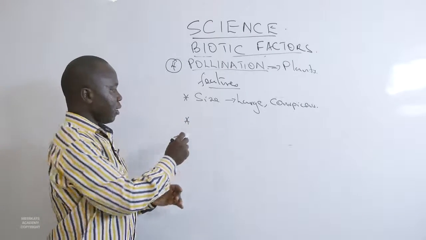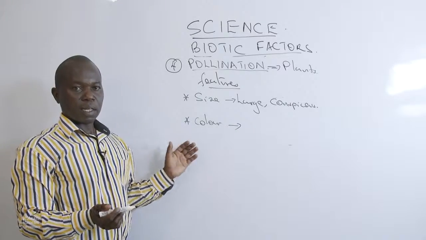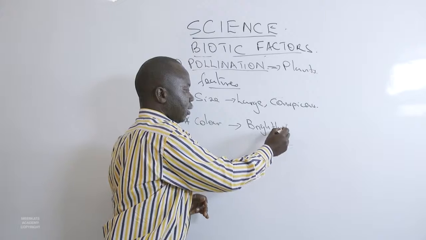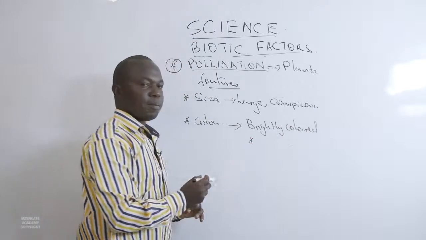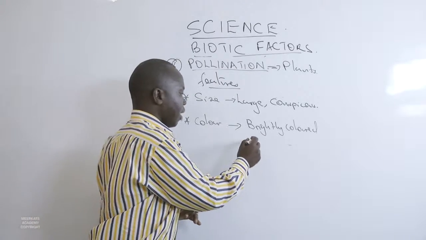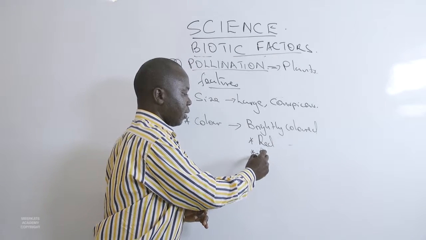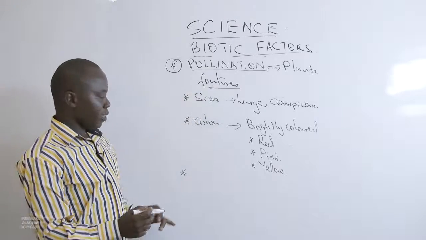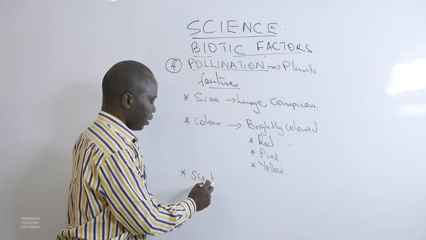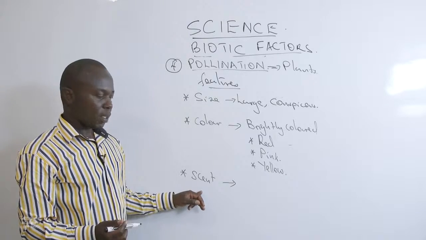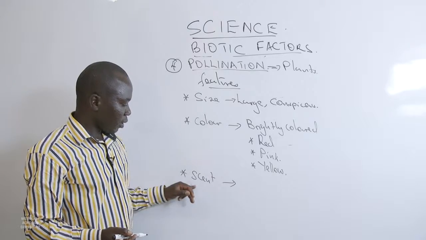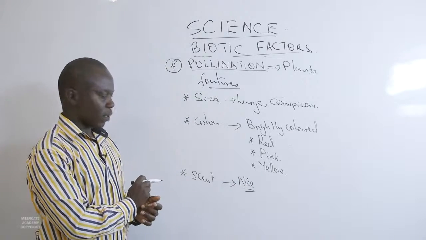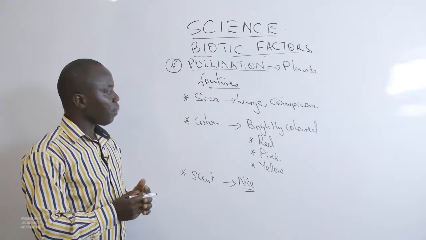The other feature is color. Most of the flowers that are animal pollinated will be brightly colored. The colors can come in varieties. Some are red, some are pink, yellow, and several others. Also, a very important feature for animal pollination is scent. They produce some good aromas, some nice odors, so that they can attract animals for pollination.